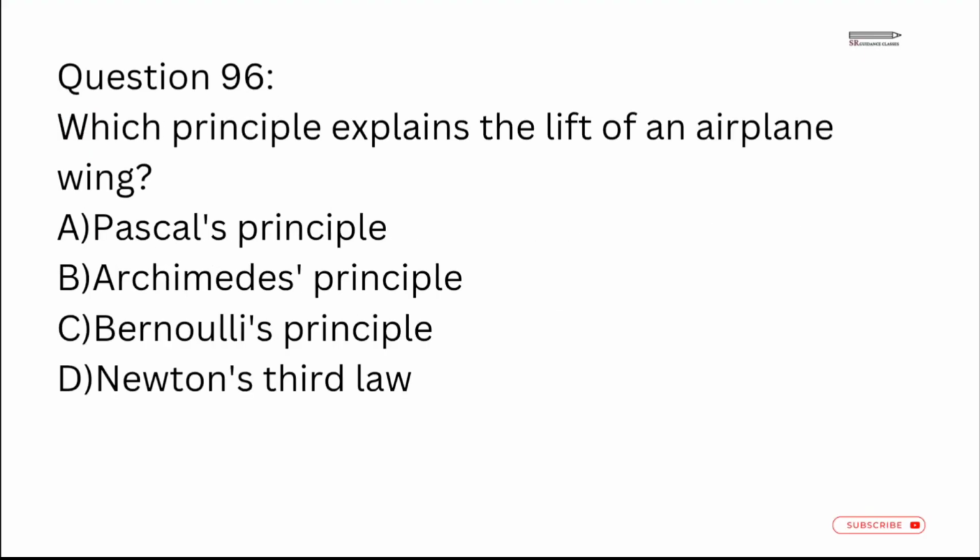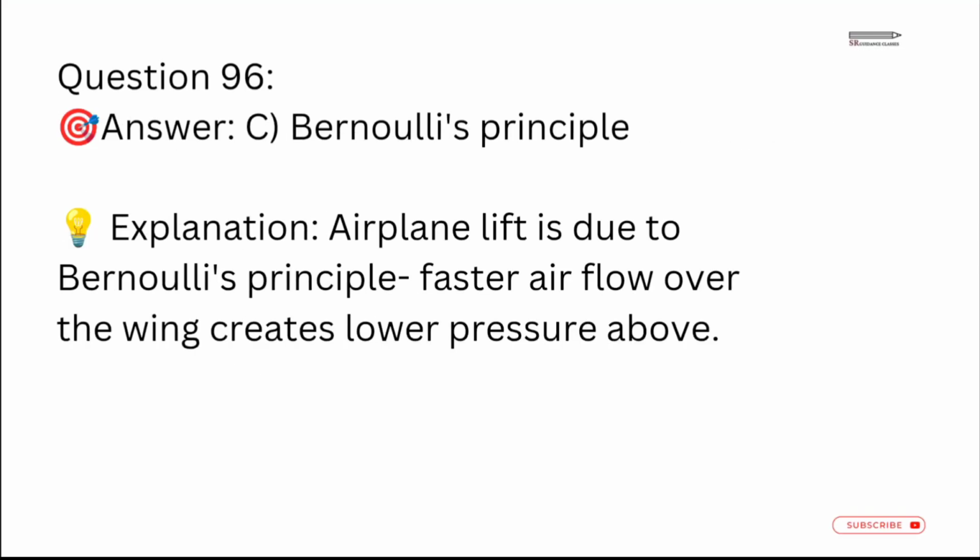Which principle explains the lift of an airplane wing? The answer is option C, Bernoulli's principle.